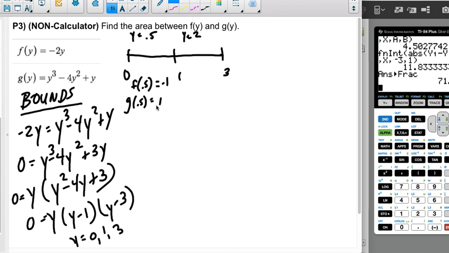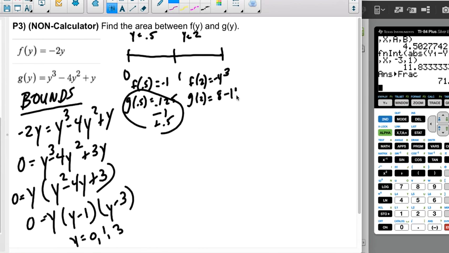So that's going to be 0.125 minus 4 times a fourth, so that'd be minus 1 plus 0.5, right? So that's definitely more positive than the negative 1, so that's the right of the 2 functions. If I plug in 2, I get that f of 2 is negative 4. If I plug in 2 here, I get that g of 2 is 8 minus 16 plus 2, which should be negative 6. So this is definitely the right of the 2 functions.